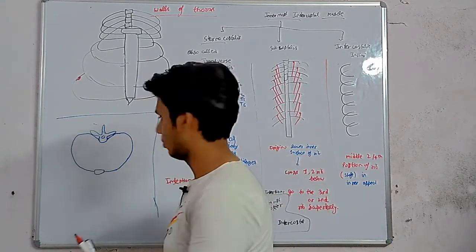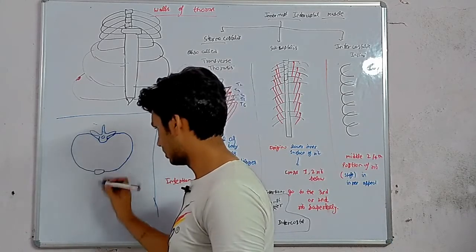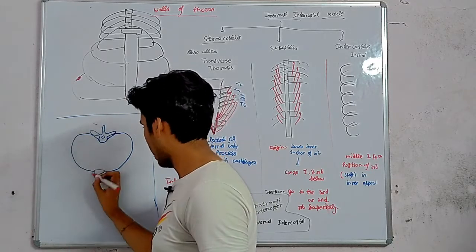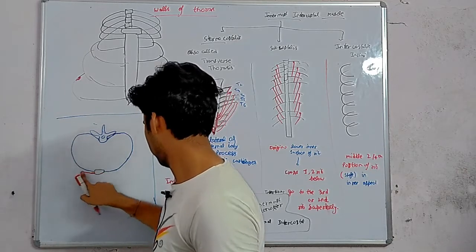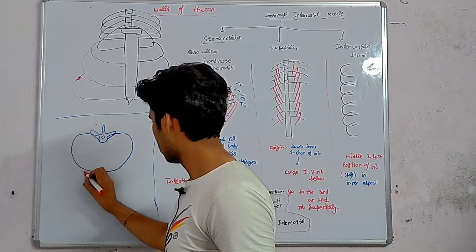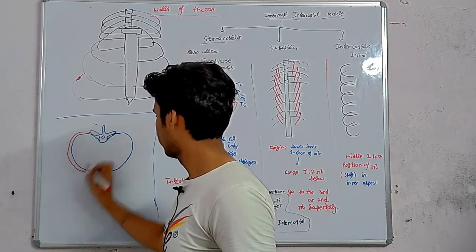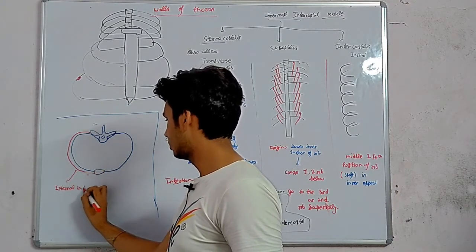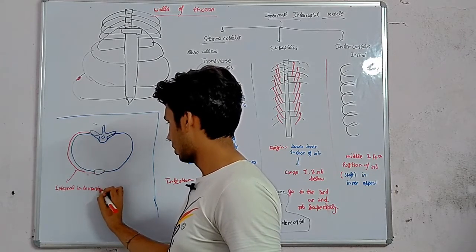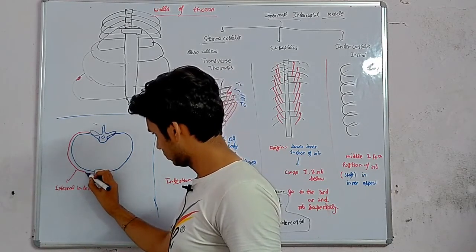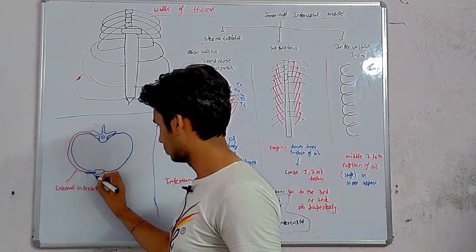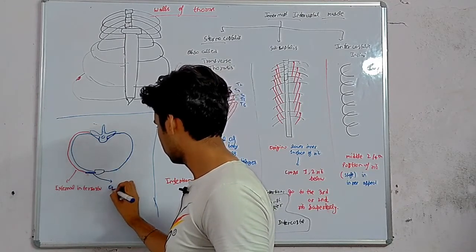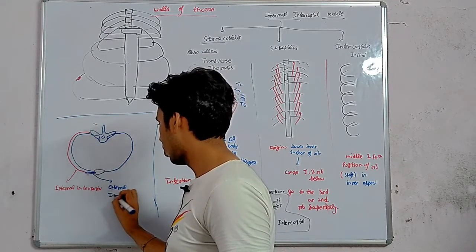This is the superior aspect of the thorax. So how are the muscles arranged? See, anteriorly, most externally, the muscle attached is the external intercostal, and it continues as a membrane, the external intercostal membrane. Done?